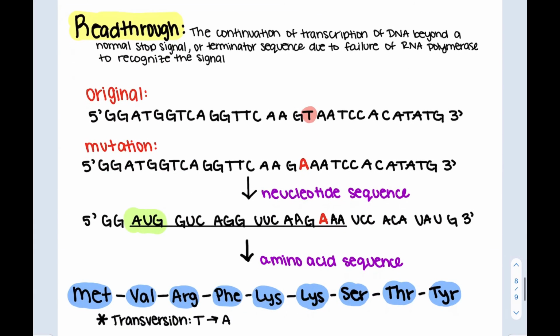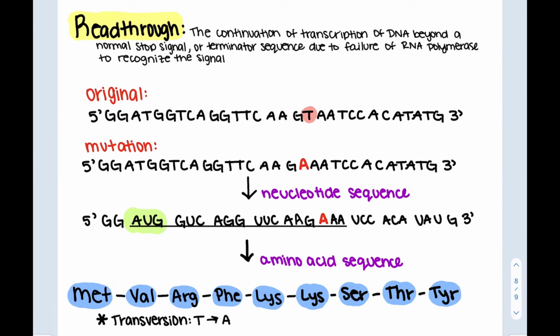And finally, we can see a read-through mutation, which is the continuation of transcription of DNA beyond a normal stop signal or a terminator sequence due to failure of RNA polymerase to recognize the signal. So what was once a stop codon is now a regular protein.